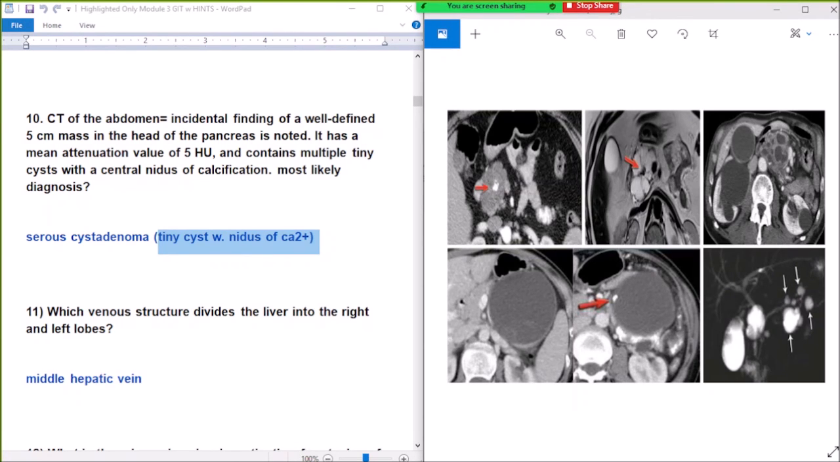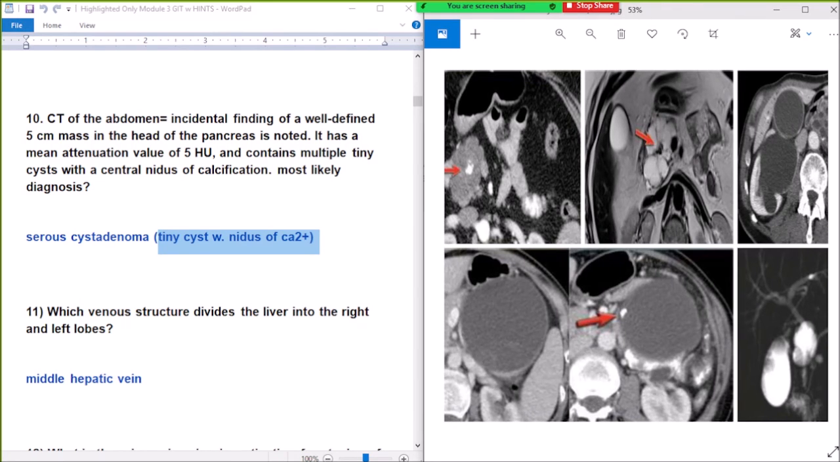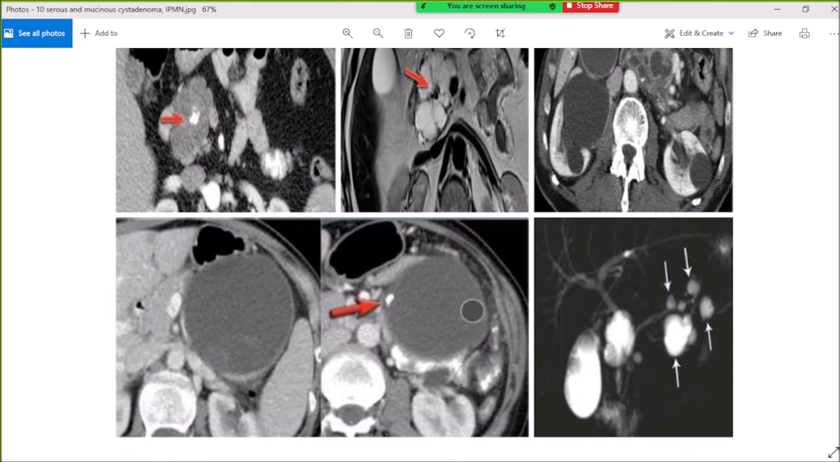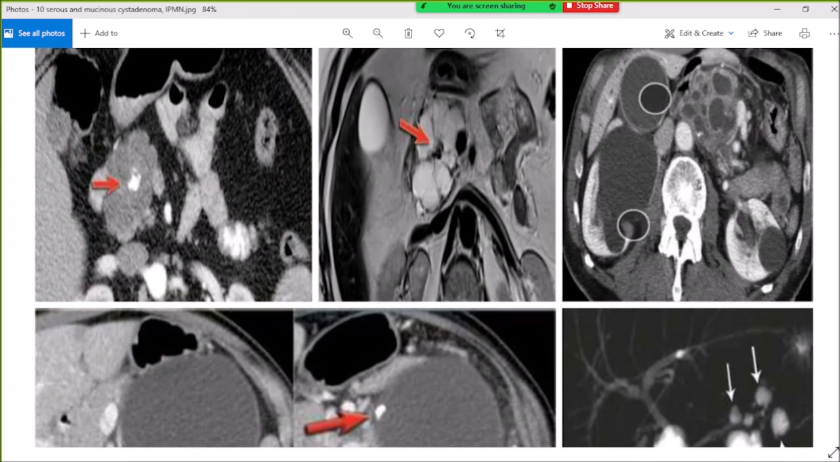So a bunch of grapes appearance, a lesion seen in the head of the pancreas with central scar, central nidus of calcification, diagnosed as serous adenoma. Cystadenoma. Mucinous cystadenoma. Serous cystadenoma, bunch of grapes appearance.